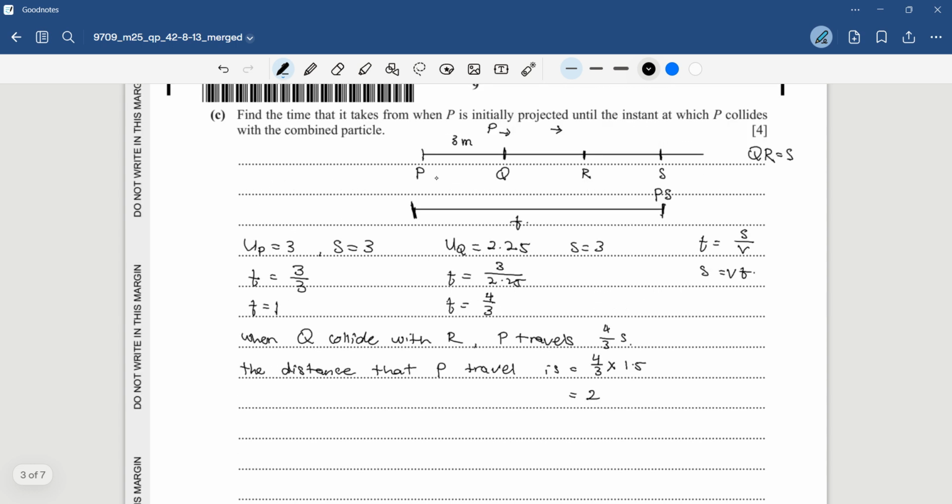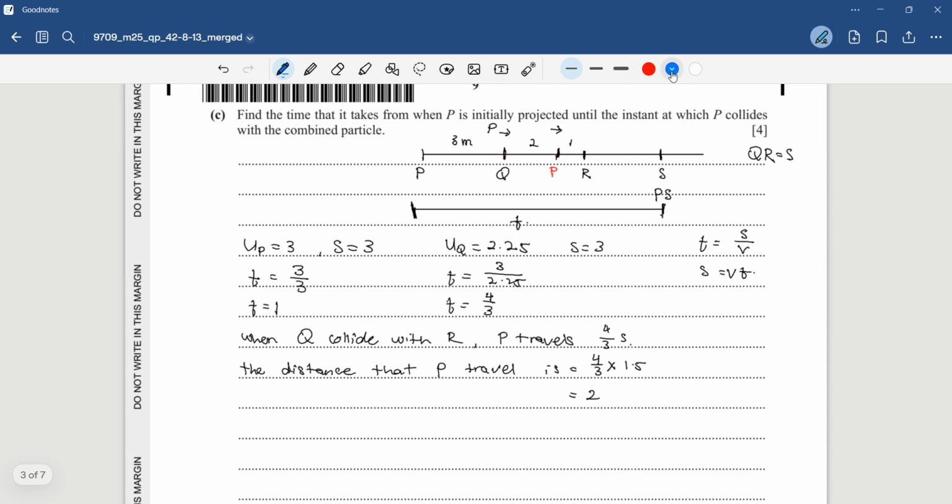So means the P is somewhere here. Here is 2. Here is 1. When the Q is colliding with R, the P is here. Okay, I just changed my color. When the Q collides with R, the P is here. So means they travel for 2 meters.